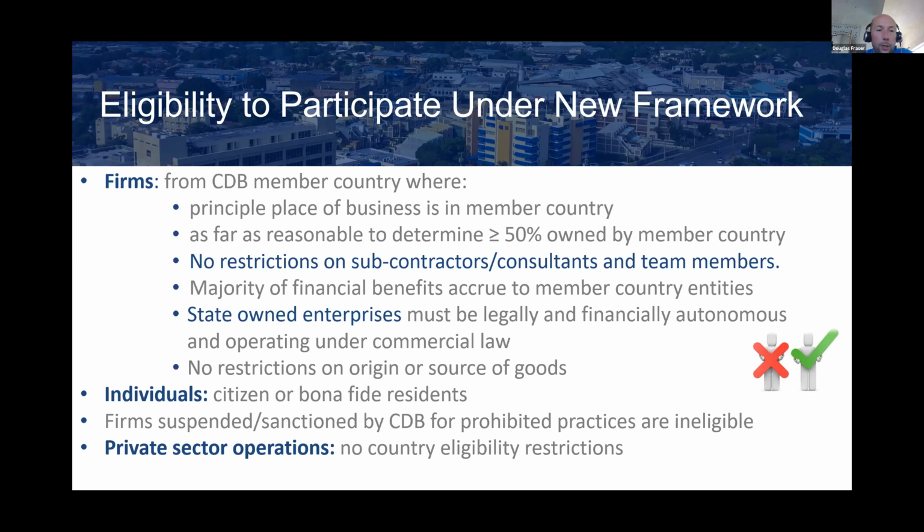Individuals, where the projects are seeking individual consultants, need to be citizens or bona fide residents of member countries. Firms that are suspended or sanctioned by the bank for prohibited practices are ineligible to participate, and we're about to launch a new sanctions regime, so there'll be a lot more information about that on the website shortly. And for our private sector operations, we have no country eligibility restrictions.